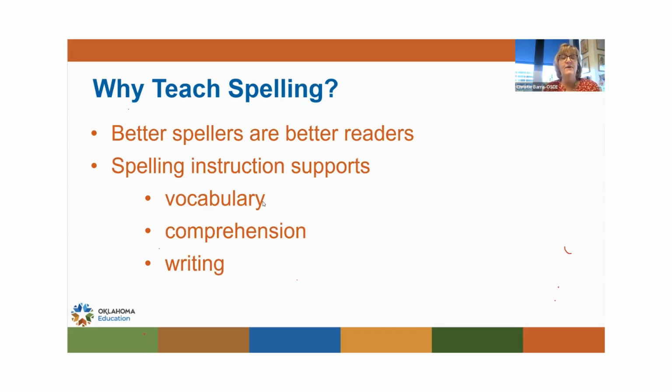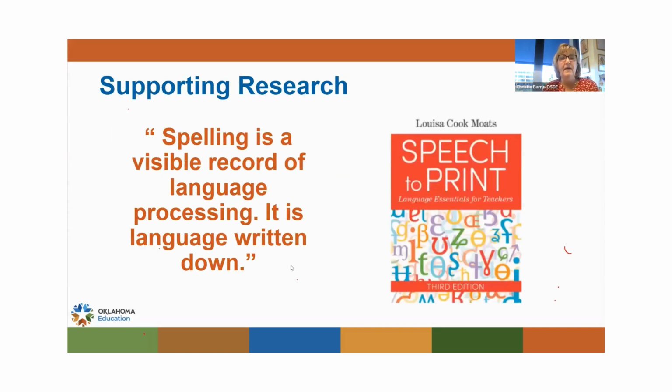Spelling instruction supports vocabulary. We just saw that with the experiment we did, our strategy. It also helps with comprehension. We can see that with our strategy. Now we can understand a word better if we understand those prefixes and suffixes and root words. And then it also helps with writing, because if we're not having to spend our cognitive load figuring out how to spell a word while we're writing, then our writing will become more fluent. We talked a lot about cognitive load earlier this week.